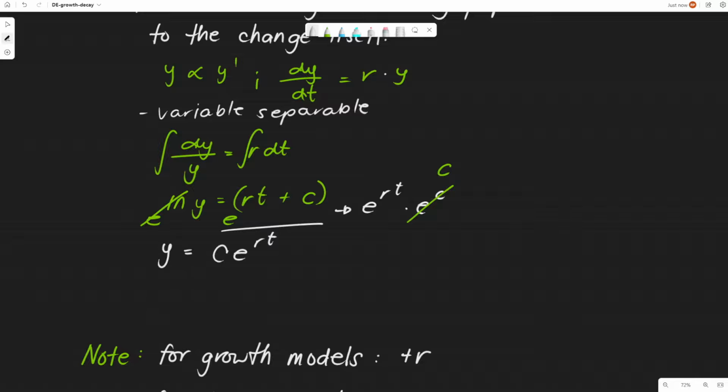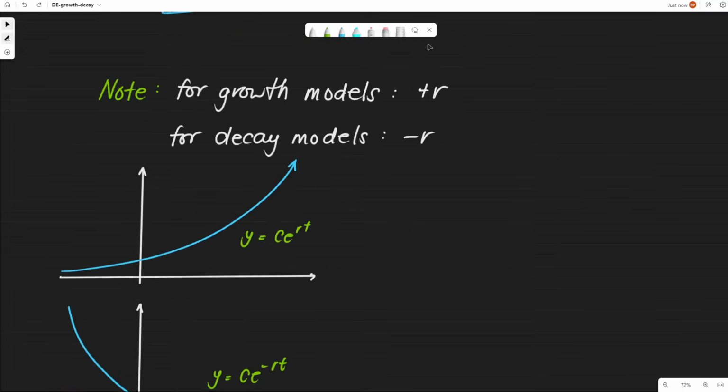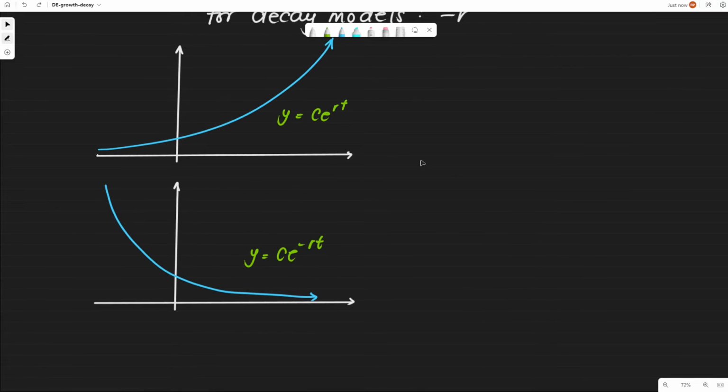So this is our working formula. We have to take note as well that for growth models, our rate is positive. This is the graphical representation of our y is equal to c e raised to rt. Then we have for decay. From the word itself, decay, it should go down. It becomes smaller compared to our reference value. So this is the graph of our decay.